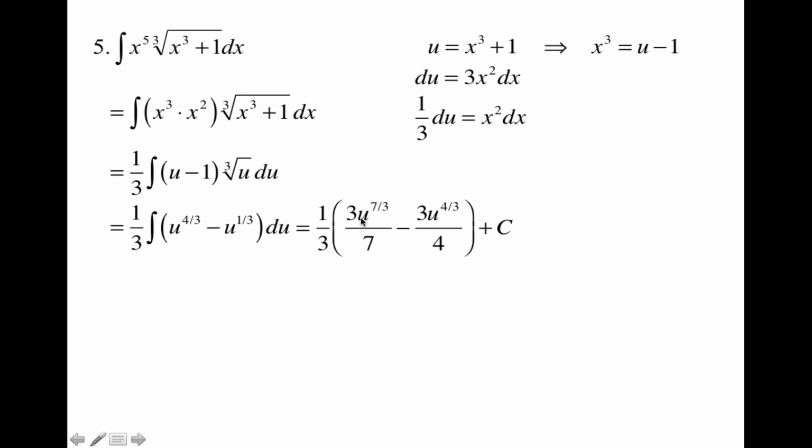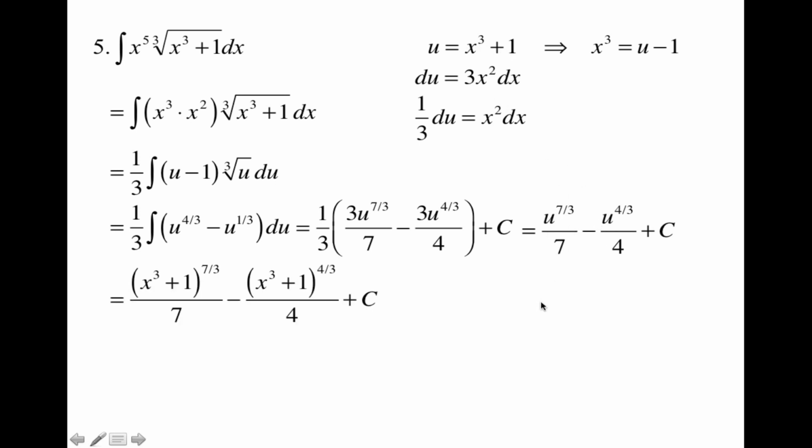And then, of course, substitute back in the x cubed plus 1 for u. Now, after you take the integral, I can actually simplify this by distributing that 1/3 through so that the 3's cancel. So I'm left with the following. Now I can go ahead and replace the u with x cubed plus 1. And there's my final answer.